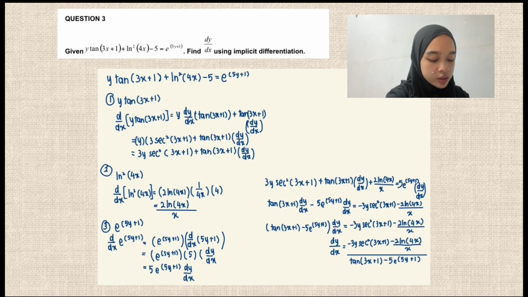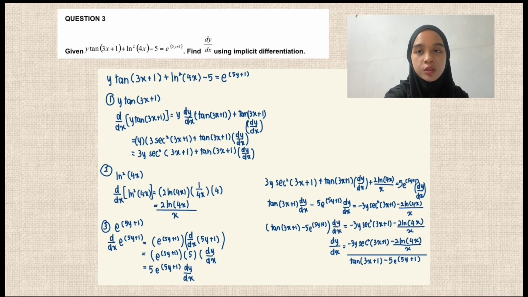So this is our original equation given, and as we can see, we are dealing with implicit differentiation because y is not isolated. So that's why we will need to use implicit differentiation to find dy over dx. So first step, we need to differentiate both sides of the equation.